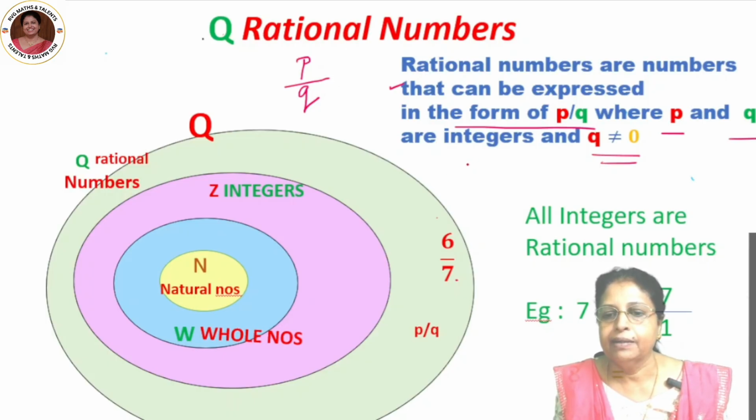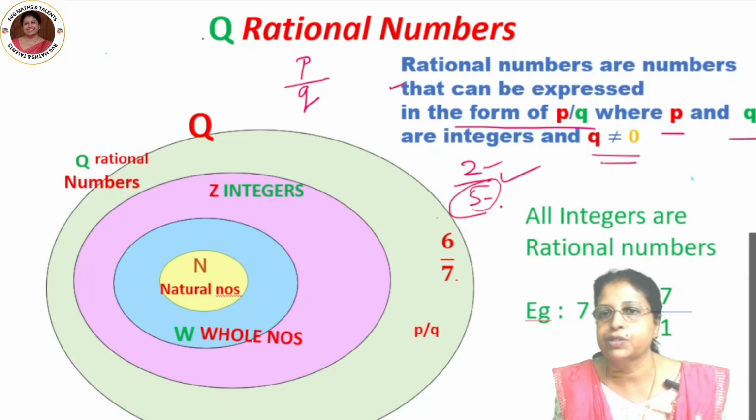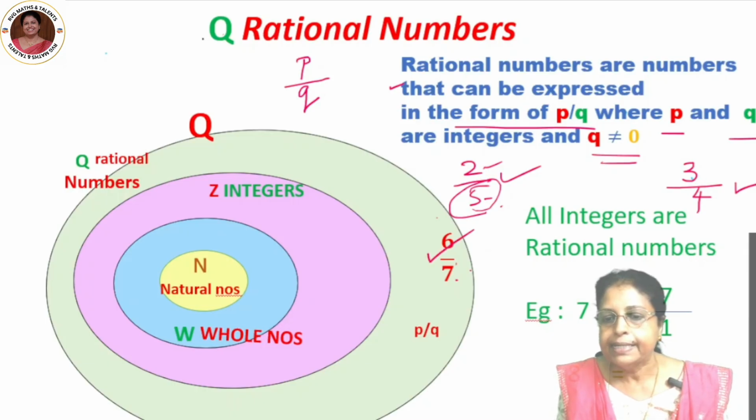See the example 2 upon 5. That is a rational number. 2 and 5 are integers, and the denominator is not equal to 0. Then it is a rational number. Can you find any other example? See, 3 upon 4. Okay. See another example, 7 upon 1. That is 7, is it? That is also a rational number.